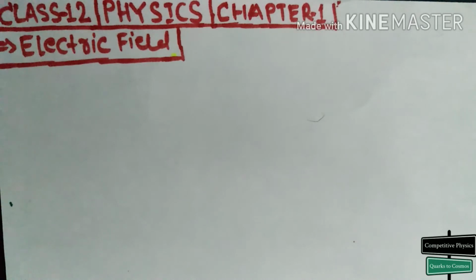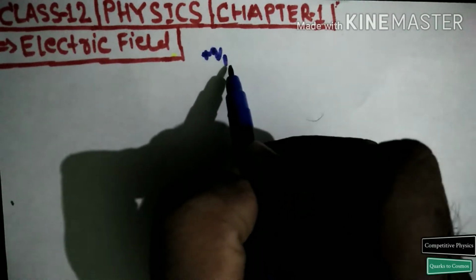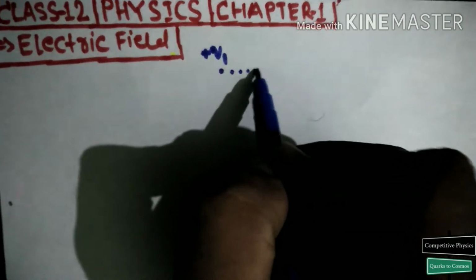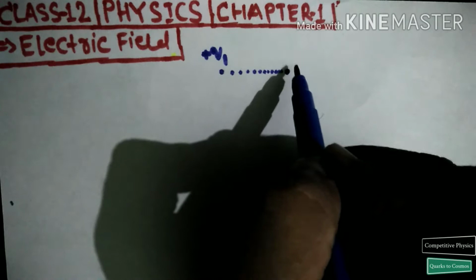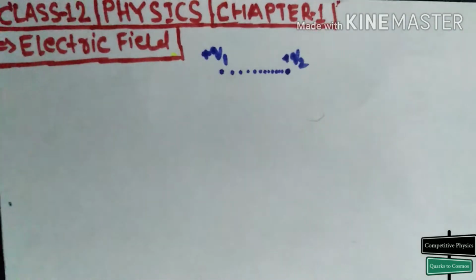In the previous lectures, I have discussed Coulomb's law in vector forms and superposition principle. You know that electrical force exists between two charged particles. Okay, so this is one charged particle Q1 and here is another charged particle, suppose Q2. So you know that the electrical force exists between these two charged particles.